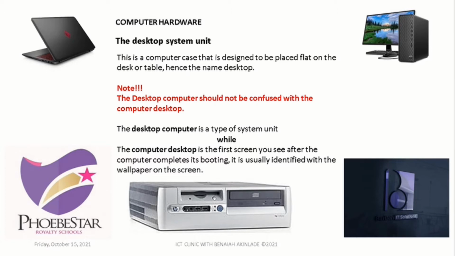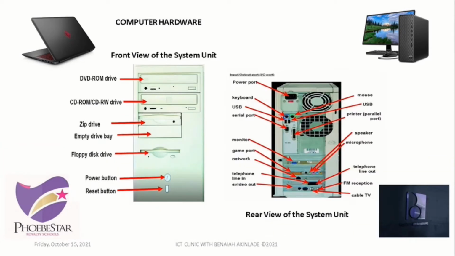But there is also a mistake some people make. A desktop computer is different from a computer desktop. When you talk about a desktop computer, you are talking about a type of system unit that is placed flat on a desk. But when you are talking about computer desktop, you are talking about the first screen that you see after the computer completes its booting. You can usually identify a computer desktop with the wallpaper on the screen of the computer. When you get to the stage of the wallpaper on your computer, you are at the computer desktop.